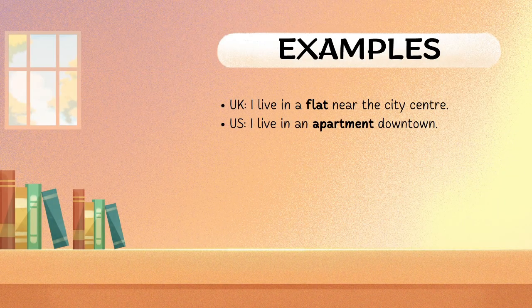So let's see an example. We have the UK version and the USA version. In the UK: I live in a flat near the city centre. In the USA, they say: I live in an apartment downtown. Both are correct, they simply belong to different varieties.